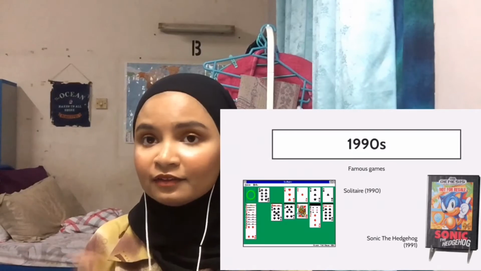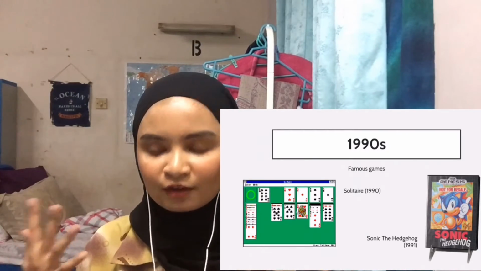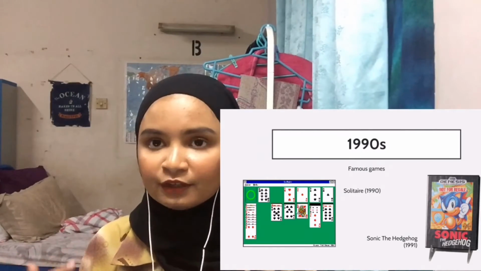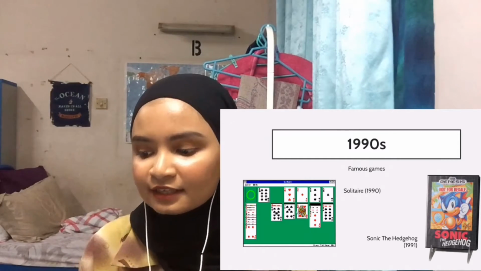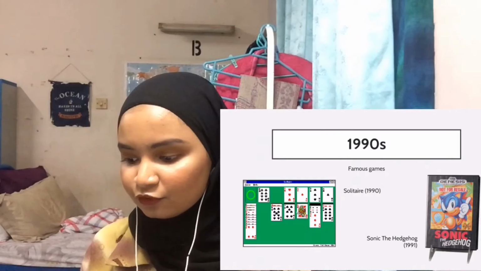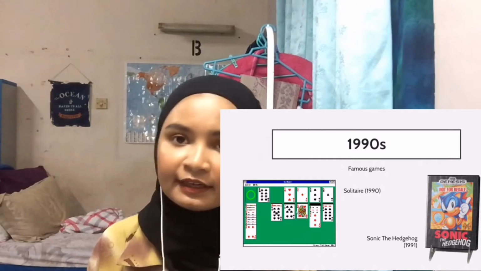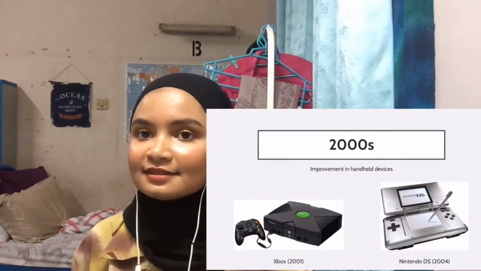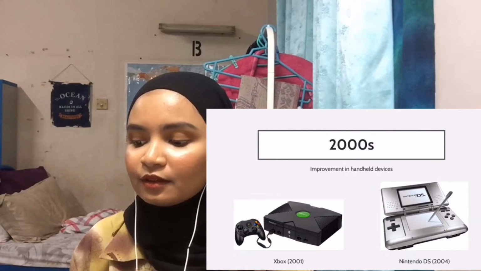Other than war games, there are also some famous games that we know today that were introduced in the 90s. The first one is Solitaire in 1990, and the next one is Sonic the Hedgehog in 1991. Next is the 2000s era.